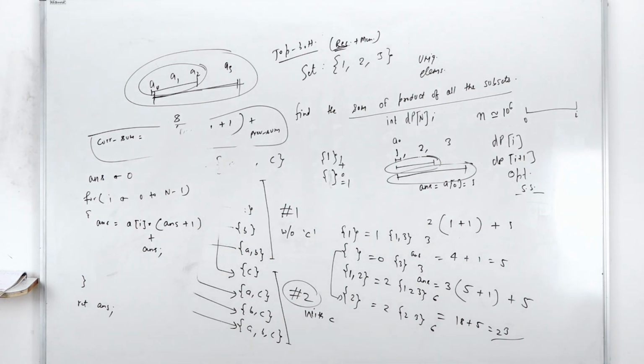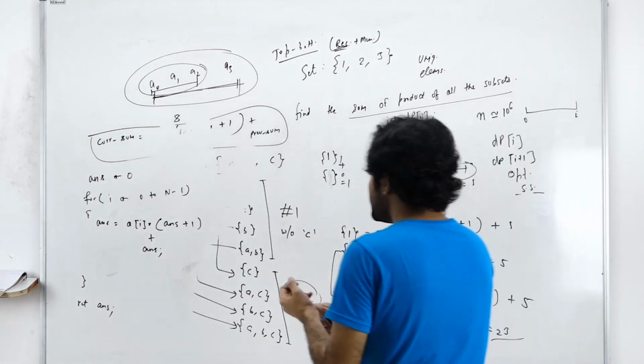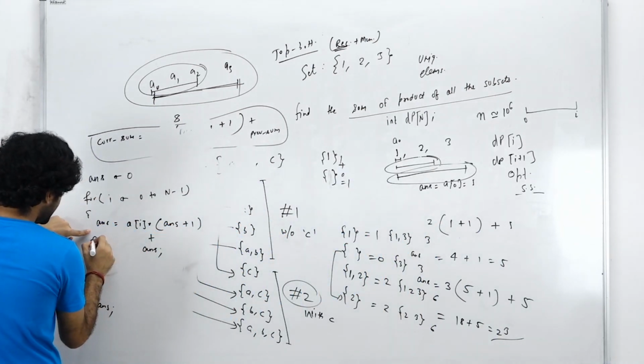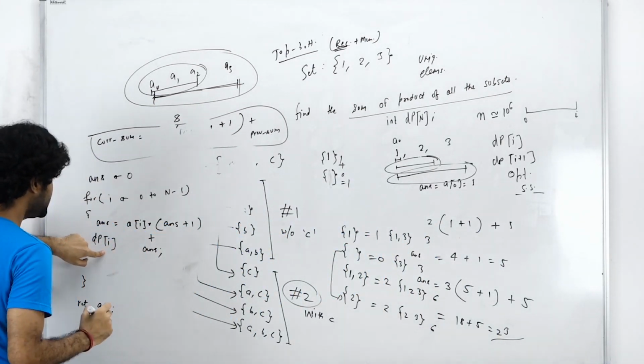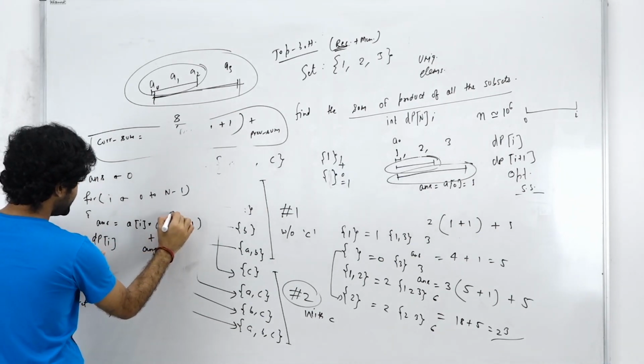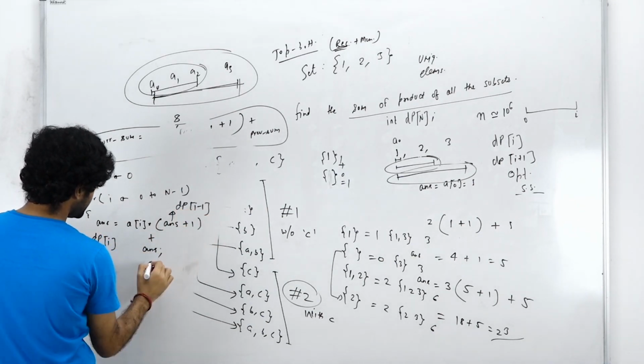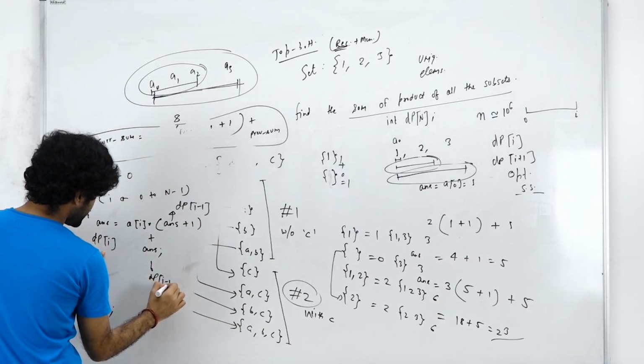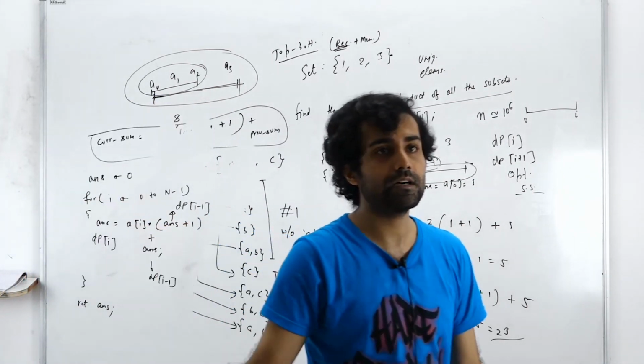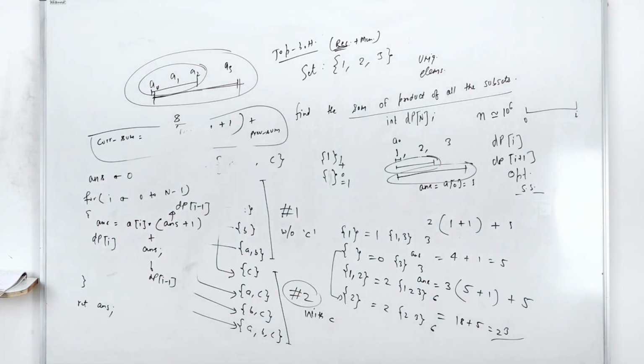Yes or no? Yeah. So the value of the answer over here is nothing but DP of i, and this previous answer over here is nothing but DP of i minus 1. So this is the point over here. Did you get it now? Yes or no? So DP of i minus 1 is nothing but the answer for the previous problem, which was from 0 to i minus 1, and DP of i is the answer for the current problem, which is from 0 to i. Did you get it now? Yes or no?